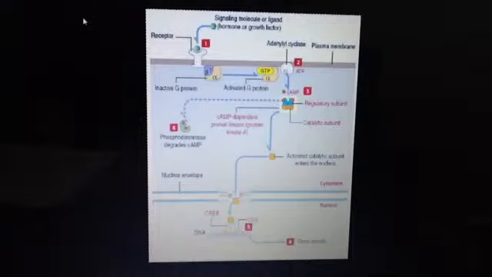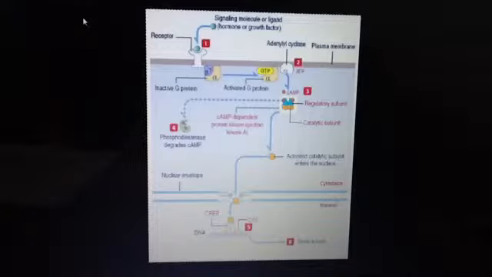Okay, we're looking at cAMP signaling. So let's just look at this image for a while. We're looking at steps 1 through 6. Okay, so let's just talk about this a bit while we're looking at the picture.